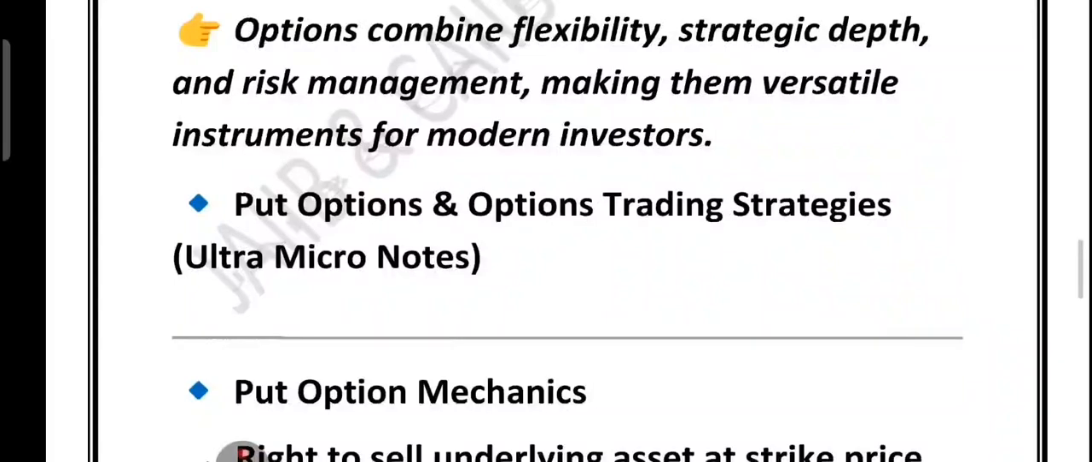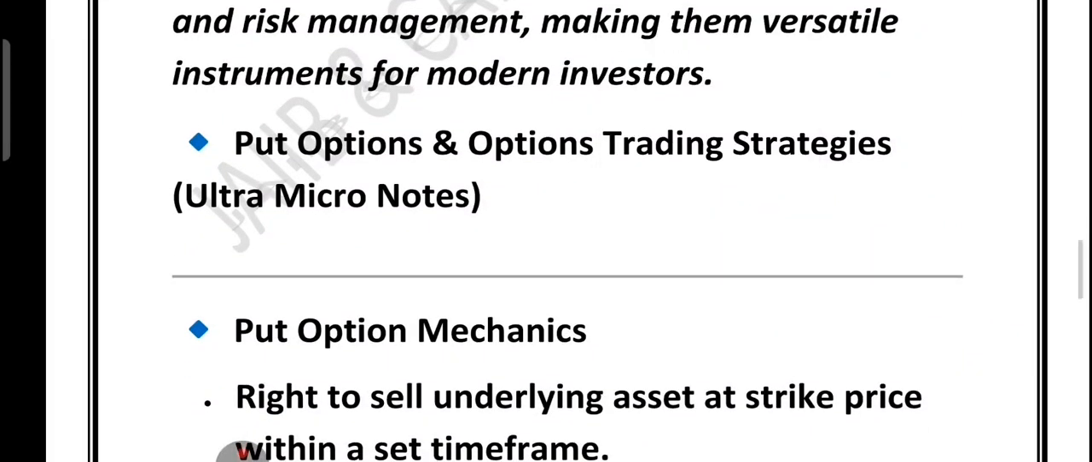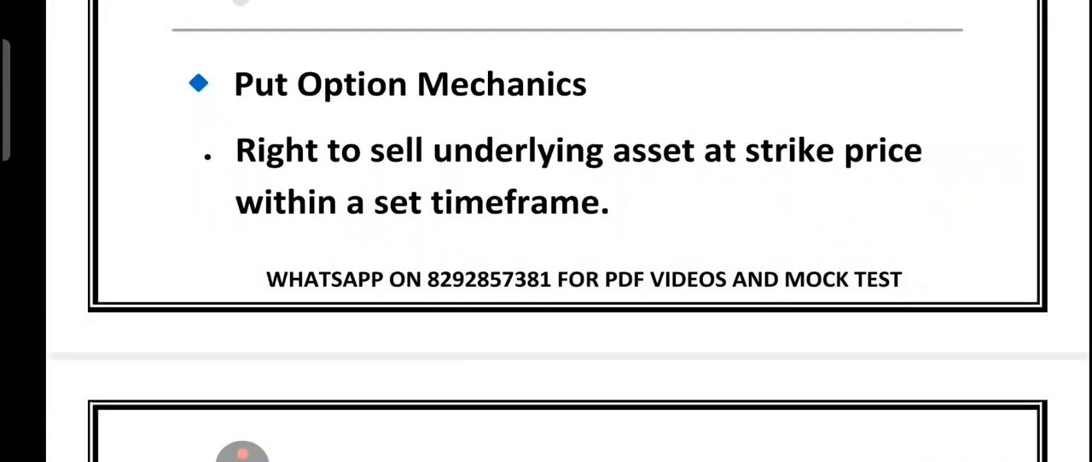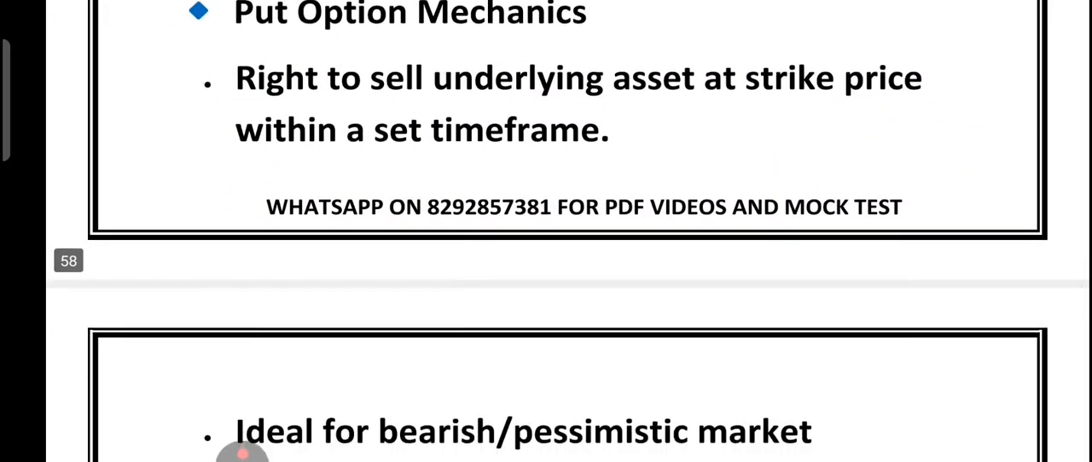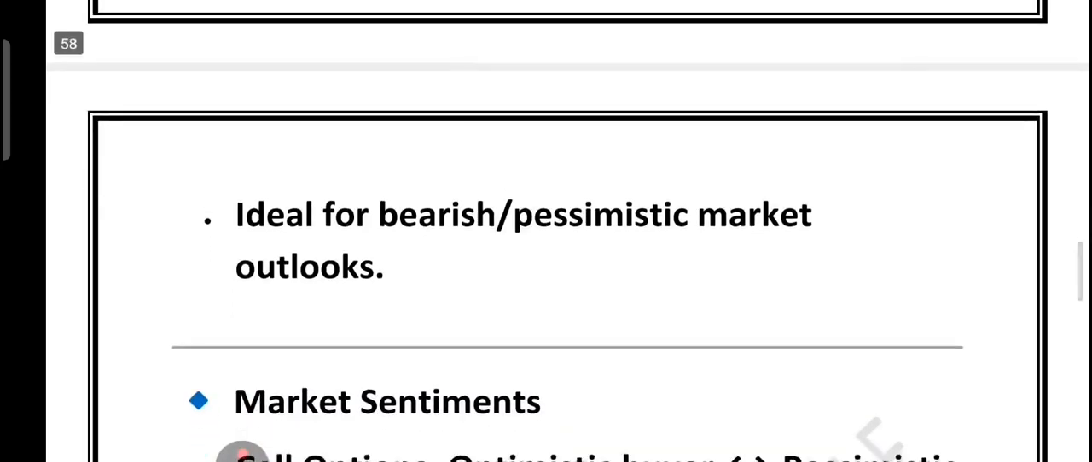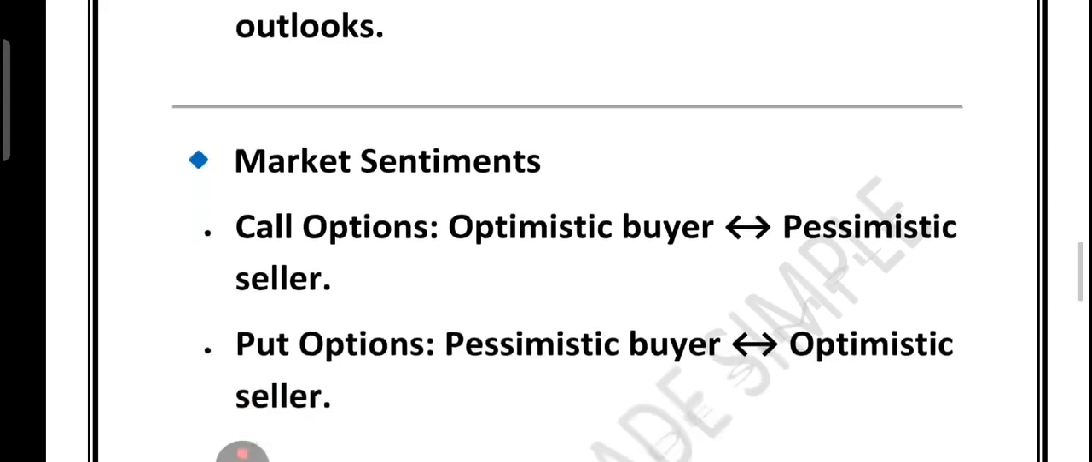Then let's talk about the put option. So put option means what? It gives you the right to sell an asset at a pre-agreed price, right? That's called a strike price, but not the obligation. It is useful when you expect the market to fall. That's called a bearish market, right? And you want to profit or protect your holding. So put means right to sell, and you use it with a bearish market outlook.